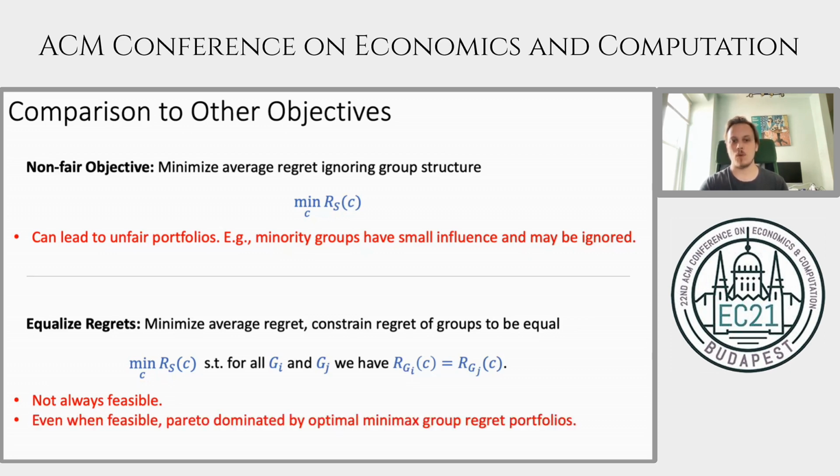The second and maybe more compelling reason not to use this objective is that it's Pareto dominated by the minimax group regret solution. All I mean by that is that if you look at the regret for each group when you solve this optimization problem compared to minimizing the minimax group regret, the only thing that can happen is that the regret for each group will be lower or the same in the minimax group regret solution. So everyone benefits from switching to that objective.